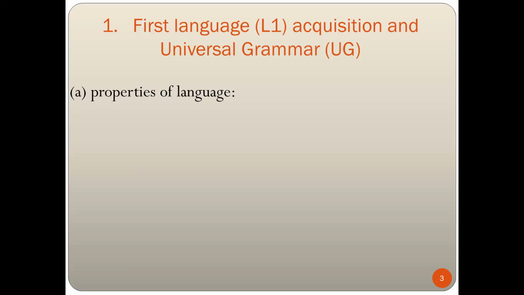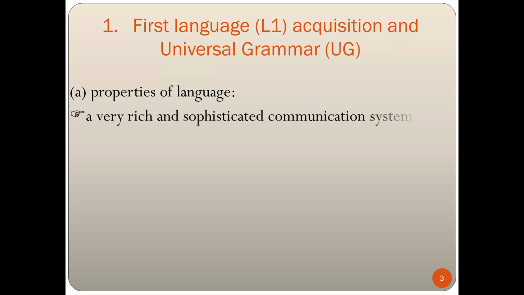And the second question is, who is the acquirer? So what is the typical acquirer like? What does this person look like? What kind of properties do they have? And the third question is, how is this skill acquired? So what are the properties of the acquisition process? And so we'll go through all three of these questions briefly.